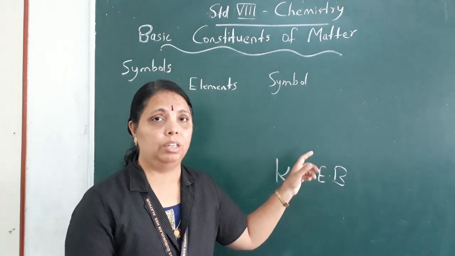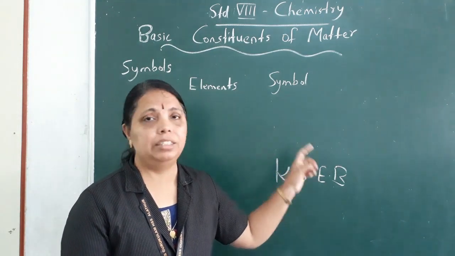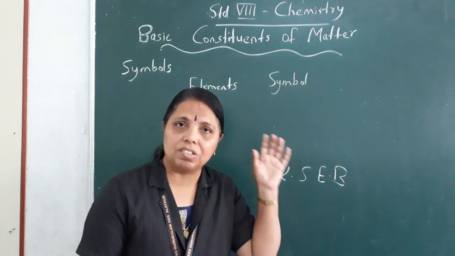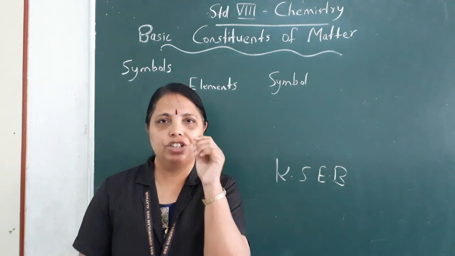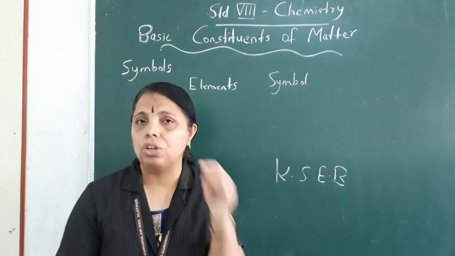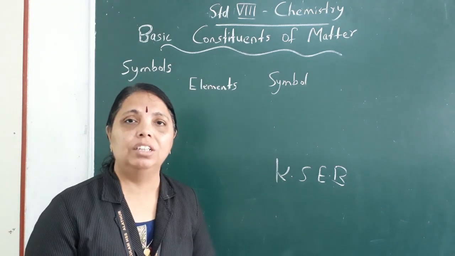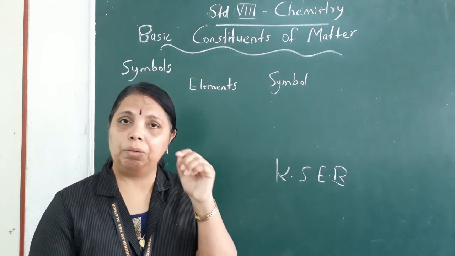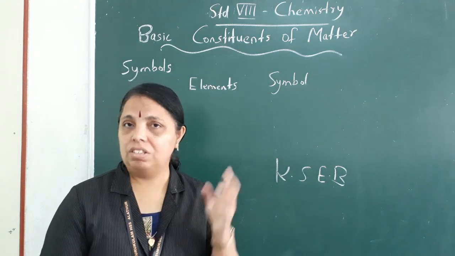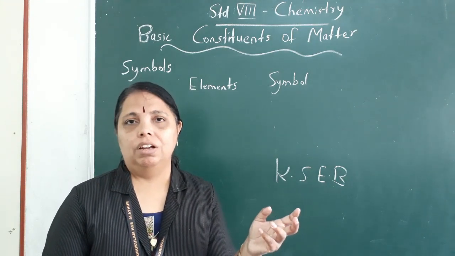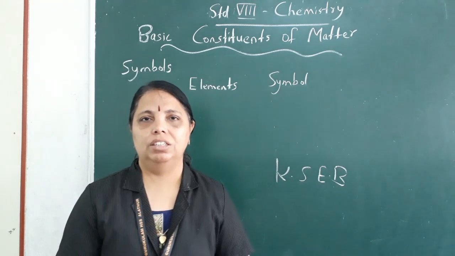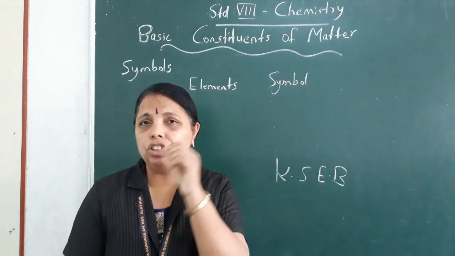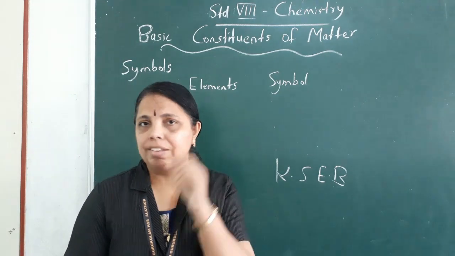If I am writing on the board, just imagine how difficult it is. So instead of writing oxygen everywhere in full, I will just use the short form. And what is that short form of oxygen called? That is the main thing that I am going to teach you today. What is the short form of assigning something to oxygen? That short form that is assigned to oxygen is called its symbol.